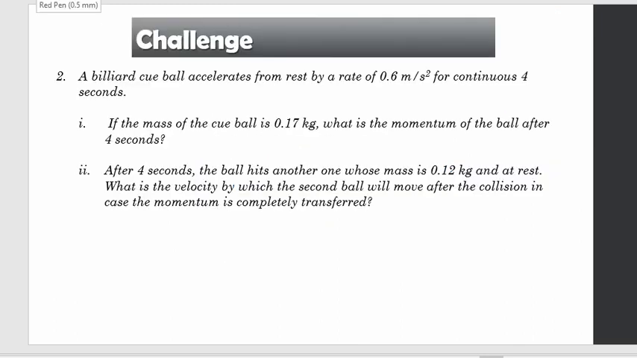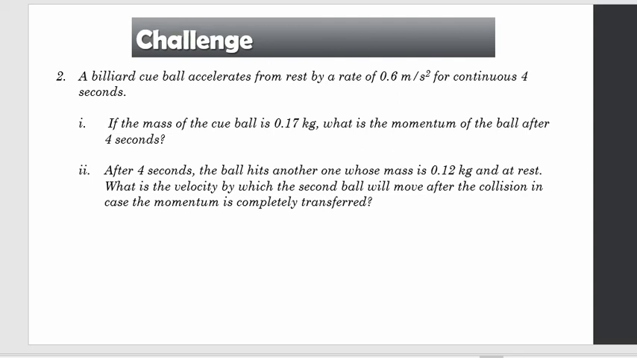Okay, now one more question which discusses a complete transfer of momentum. Here it says a billiard cue ball accelerates from rest at a rate of 0.6 meter per second squared for continuous 4 seconds. If the mass of the cue ball is 0.17 kilogram, what is the momentum of the ball after 4 seconds?